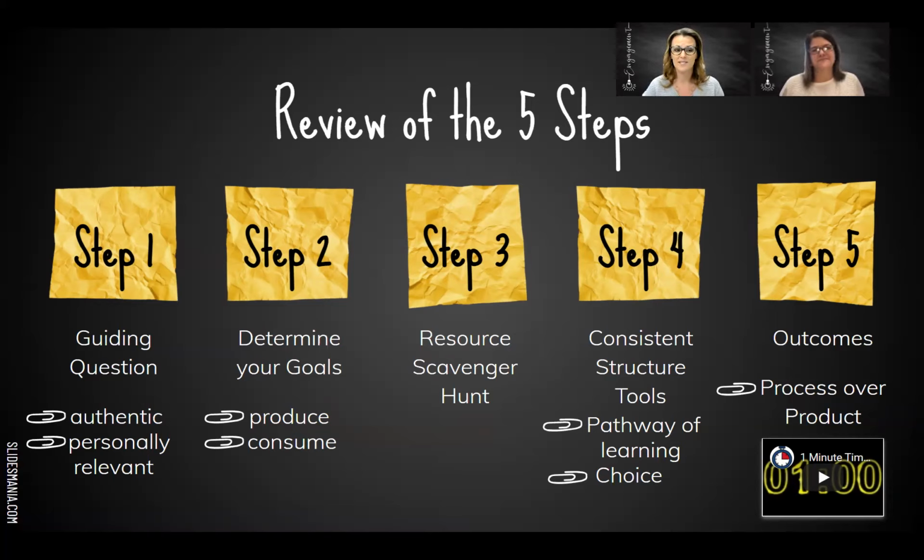So quick review. Step 1, get that guiding question, that enduring learning. What do you want the kids to know? Step 2, what are your goals? What do you want kids to consume and produce? And how are you allowing choice in both of those? Step 3, get your resources. You curate, your students curate. Step 4, that consistent pathway, that consistent structure, and the tools that students are going to use along that pathway. And finally, step 5, your outcomes. How are you giving feedback, that process over product?